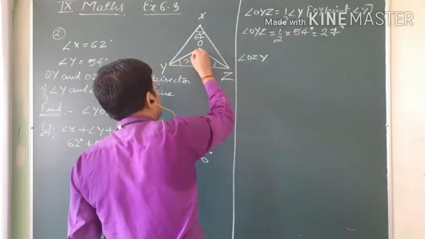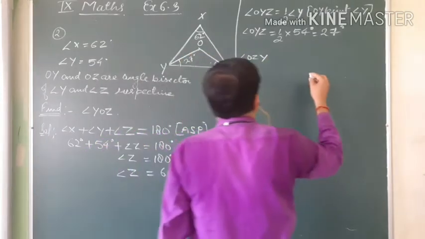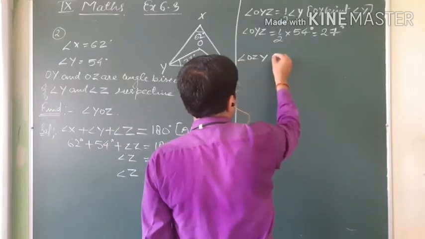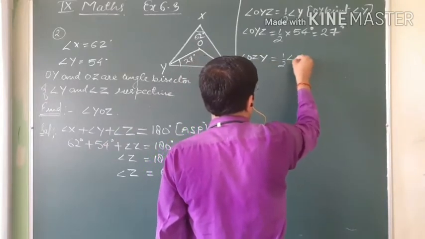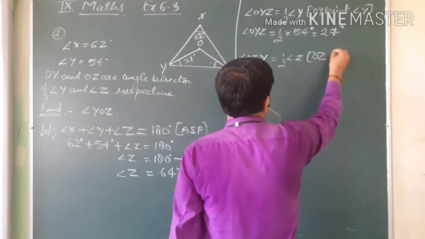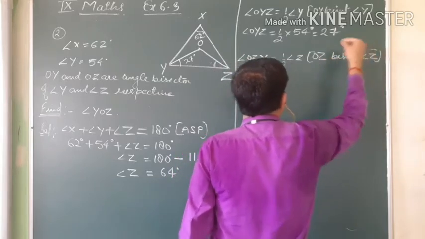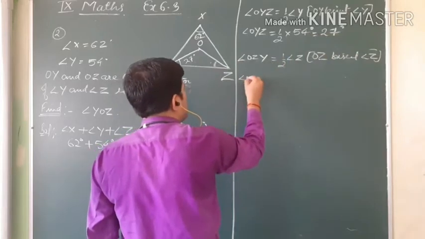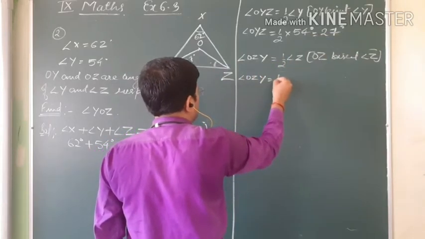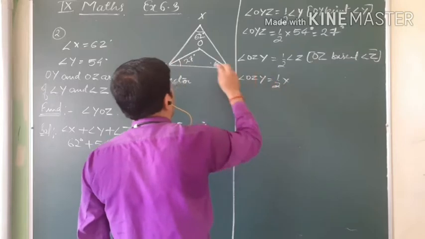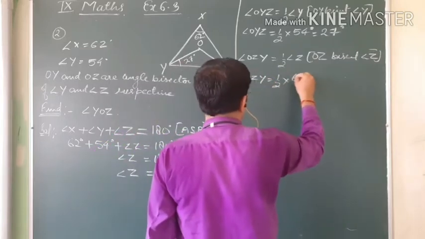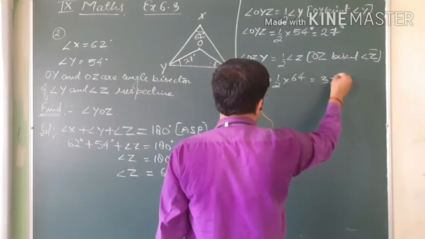I have found it right. You have to find this one also. Angle OZY is equal to half of angle Z because OZ bisects angle Z. So angle OZY is equal to half of what? It is the whole 64. So it remains 32 degrees.